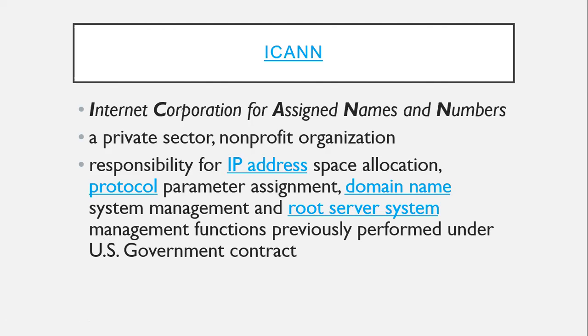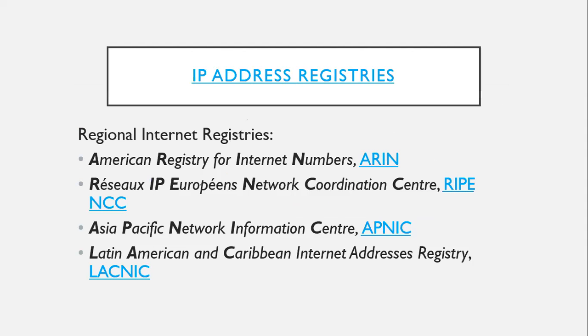So the ICANN is the institution responsible for IP address allocation, as well as the domain DNS and the management of the root server system. Now, there are regional registries for IP address assignments. In North America, ARIN is the one responsible. In Europe, it is RIPE NCC. In Asia Pacific, where we are located, it's APNIC. And in South America, it is LACNIC, the one responsible for the IP address registries.